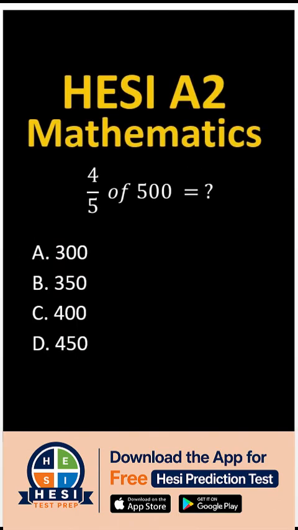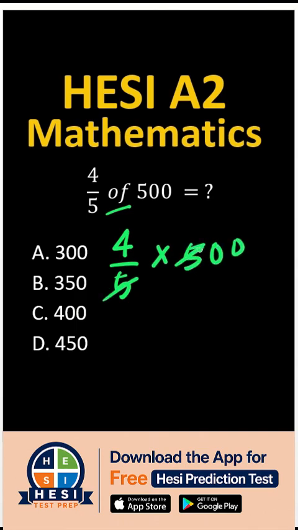This is one of the easiest questions you might see on your HESI A2 mathematics exam. The question asks here, 4 over 5 of 500 equals what? So of in mathematics is basically the multiplication sign. So that's 4 over 5 times 500. 5 and 5 cancel each other out. So that's 400. And with that, the correct answer is option C.